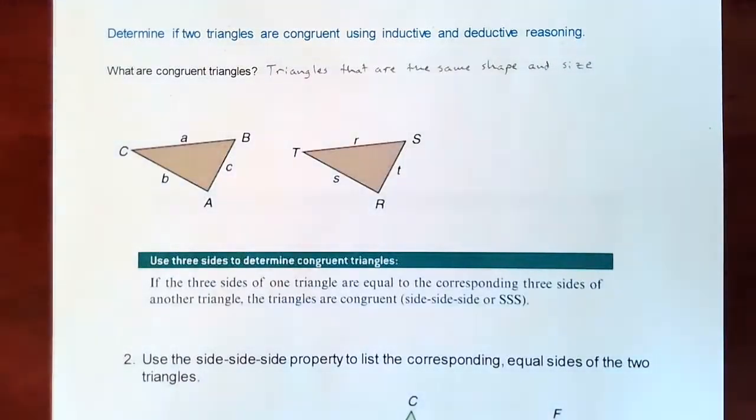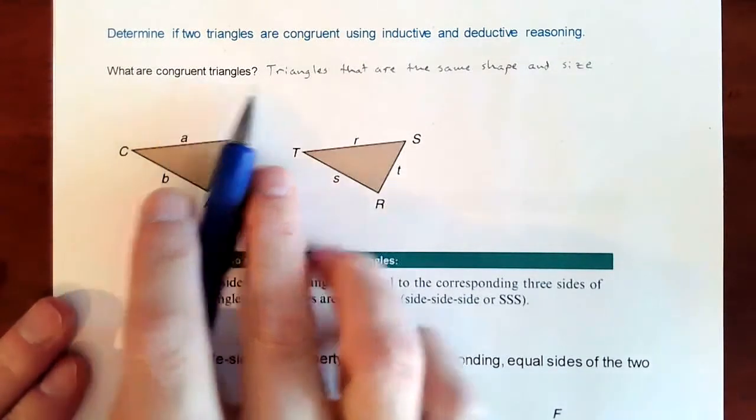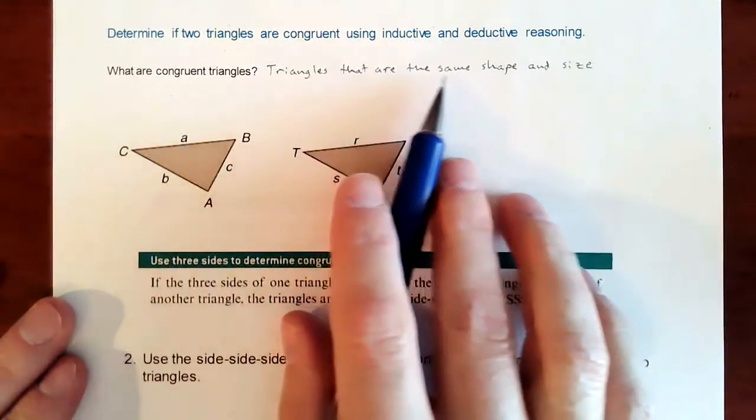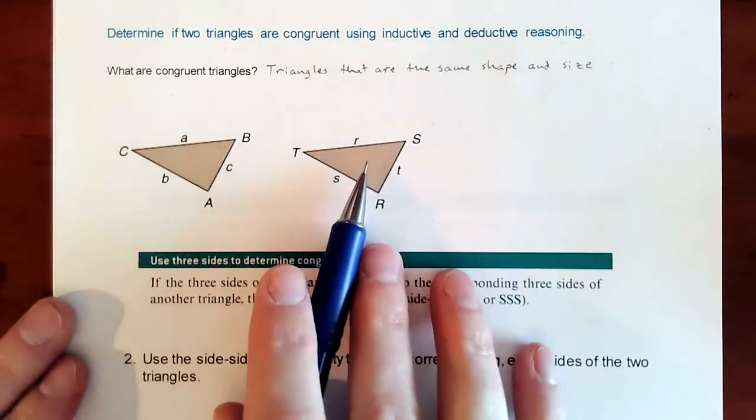In this video, we are going to be talking about congruent triangles. So what does it take to be a congruent triangle? It's triangles that are the exact same shape and size. So it's like cutting out this one and overlapping it on this one, and they would match each other perfectly.